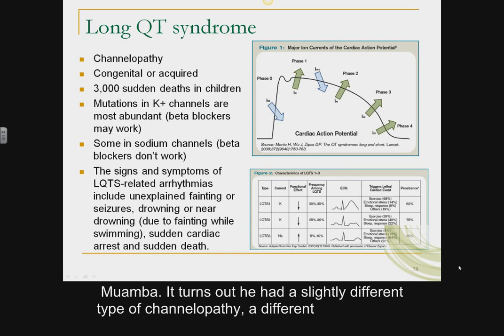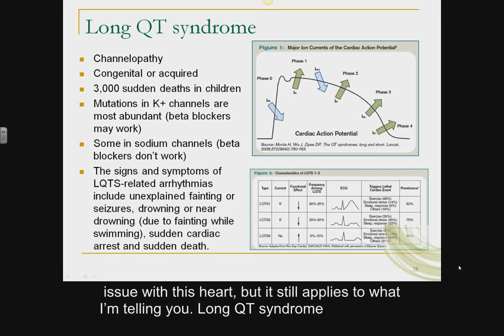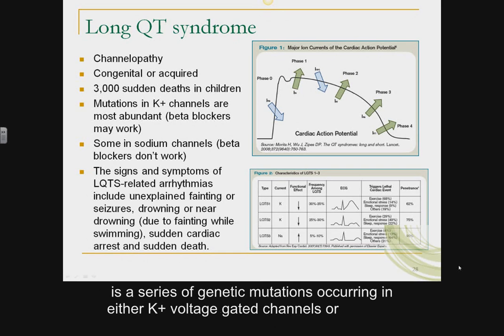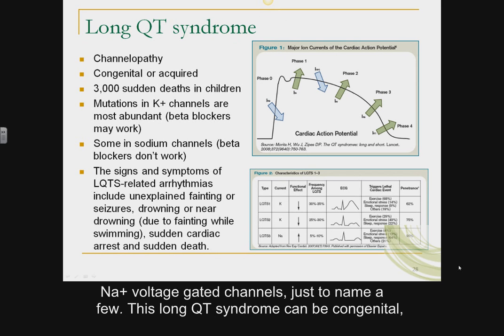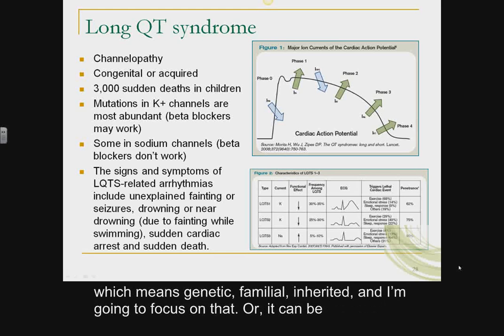Long QT syndrome is a series of genetic mutations occurring in either potassium voltage-gated channels or sodium voltage-gated channels, just to name a few. This long QT syndrome can be congenital, which means genetic, familial, inherited, and I'm going to focus on that. It can be acquired, which means a patient could be on a drug, and that can cause long QT syndrome. In the case of the congenital, this is responsible for about 3,000 sudden deaths in children in our nation alone.